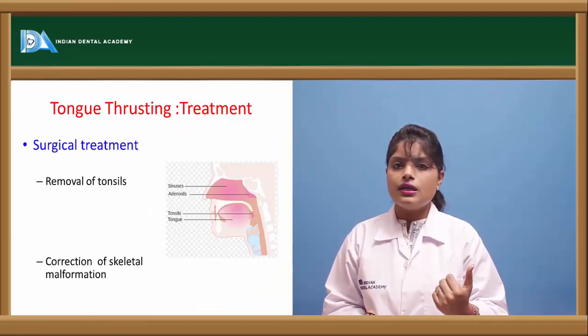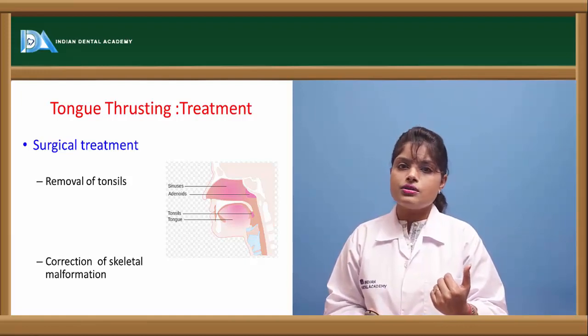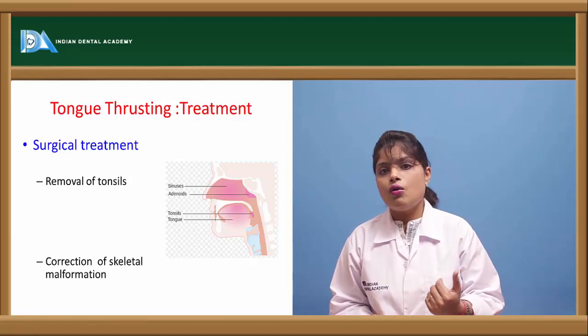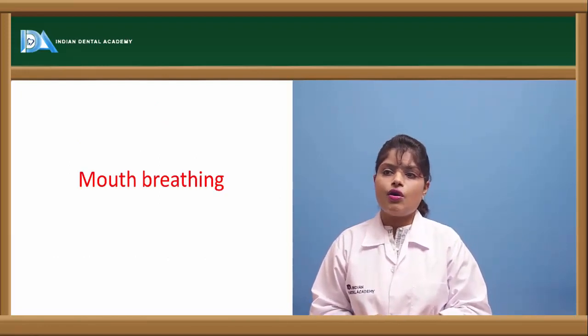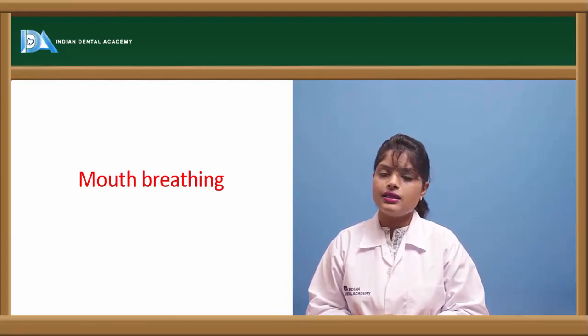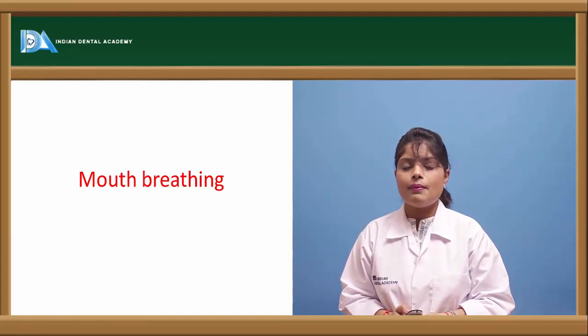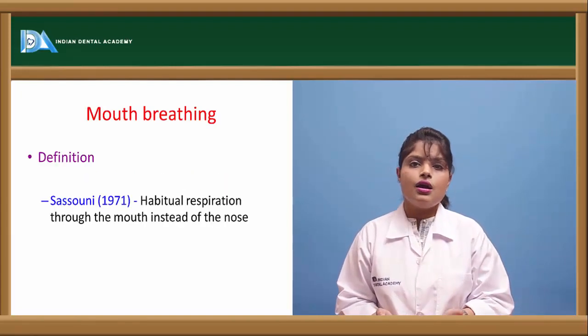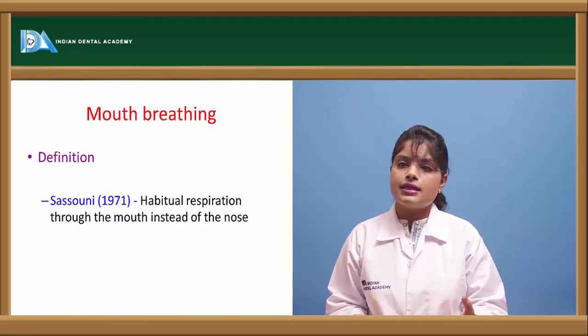If there is an underlying ENT cause, then we can go for removal of the adenoids or the tonsils or the hypertrophic oral mucosa also. So these were the underlying causes of tongue thrusting and their treatment. Now comes another very important habit which is known as mouth breathing. Mouth breathing is the habitual breathing through the mouth instead of the nose.